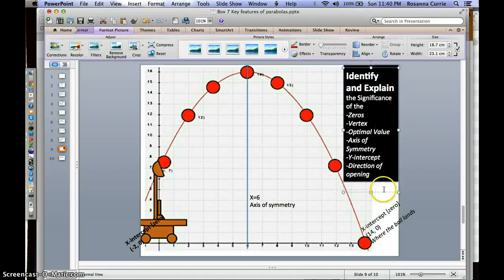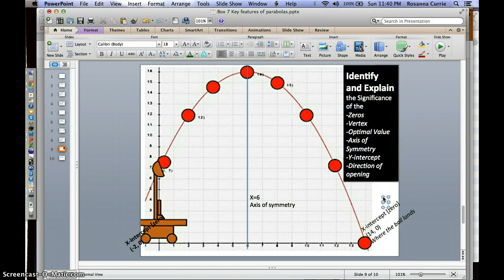So that coordinate, let's click down here. So the vertex, and we'll put that up here. The coordinates right here are at 6 and it looks like 16, 14, 15, 16, yeah. So the coordinates are 6, 16. When I talk about a vertex, I'm talking about both the x and the y. You need both of those to form the vertex.